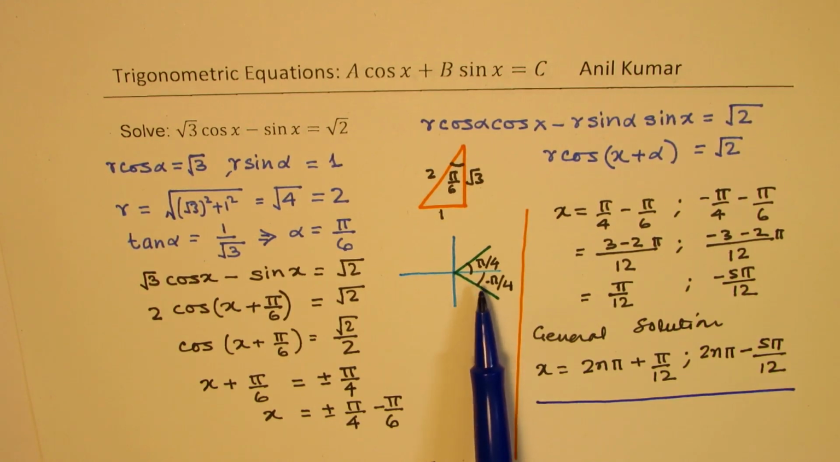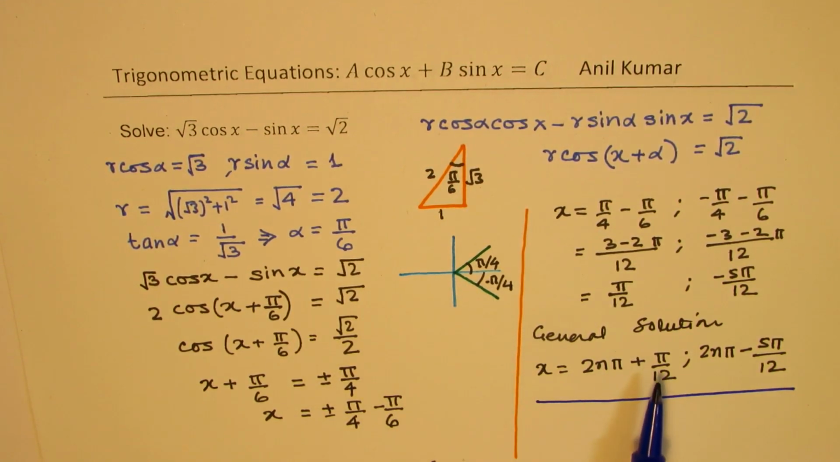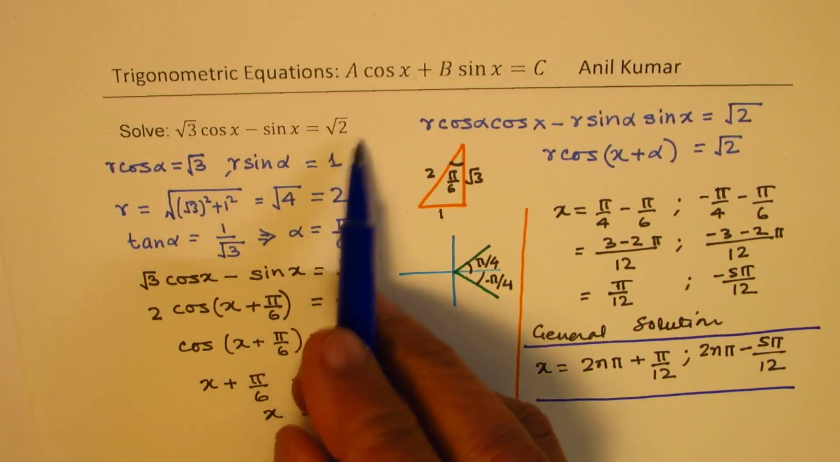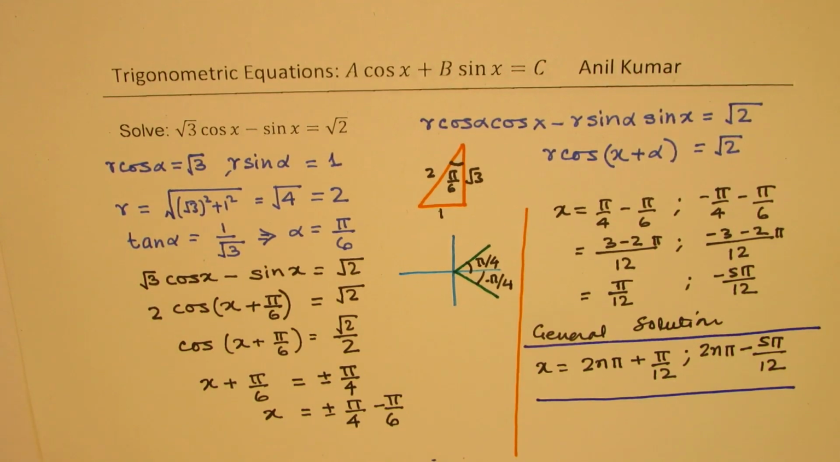We have to incorporate both solutions in our final result and write a general solution if the domain is not given to you. Is that clear to you? So that is how we are going to do it. Now let's take up another example.